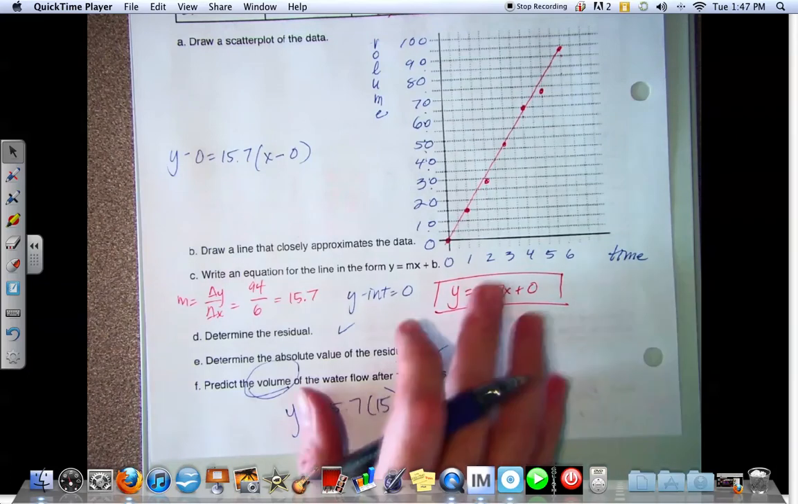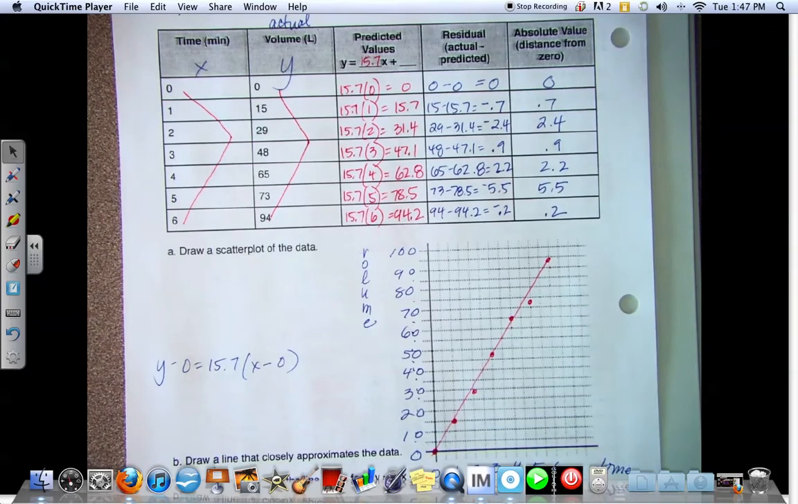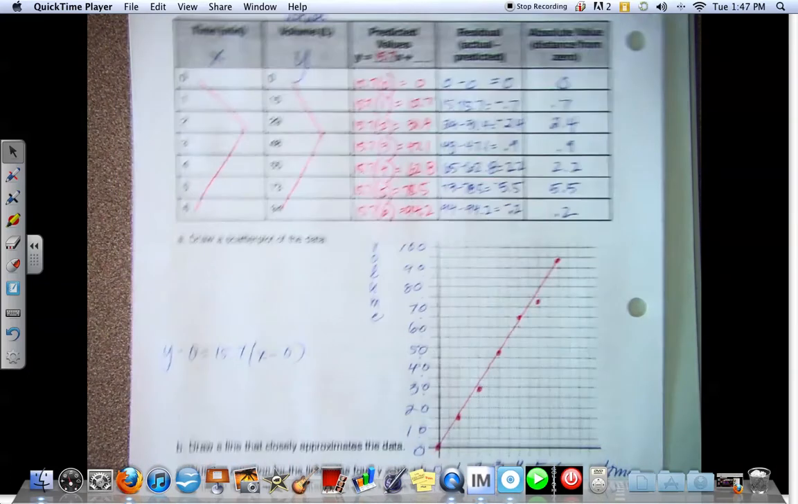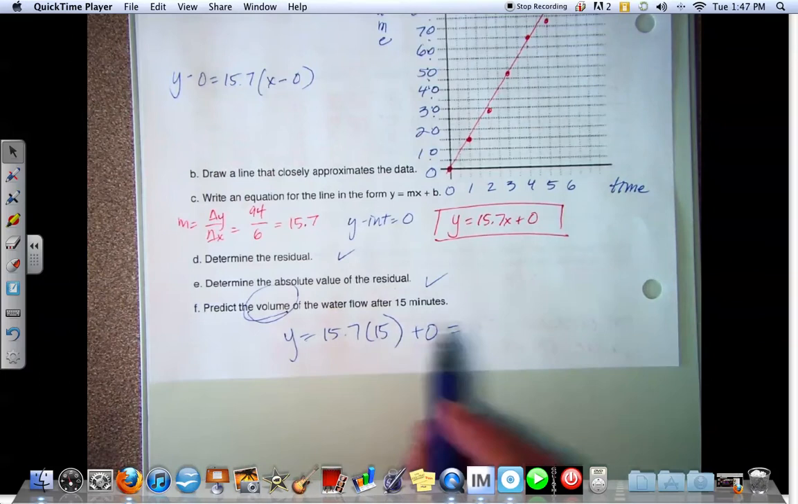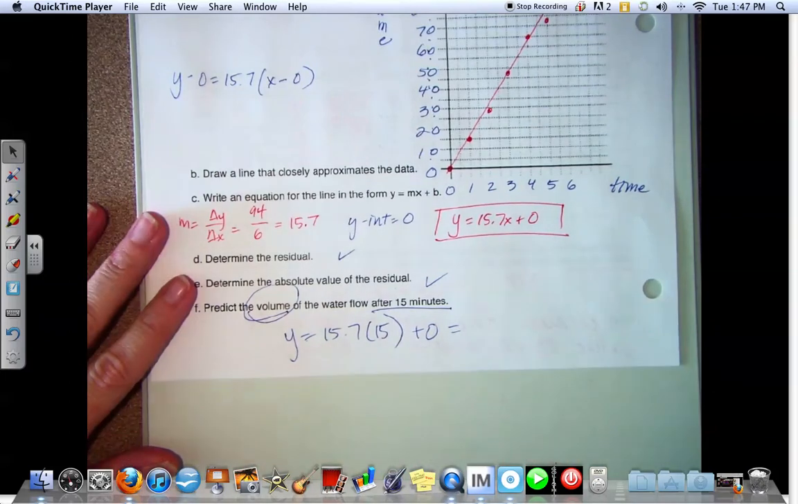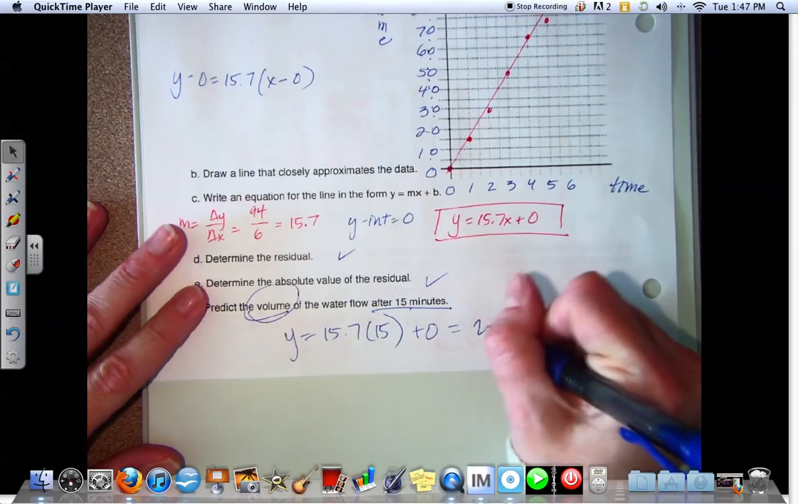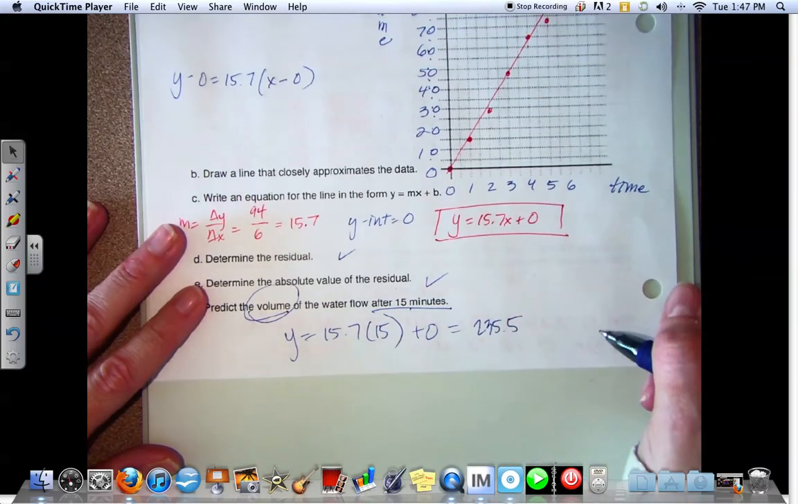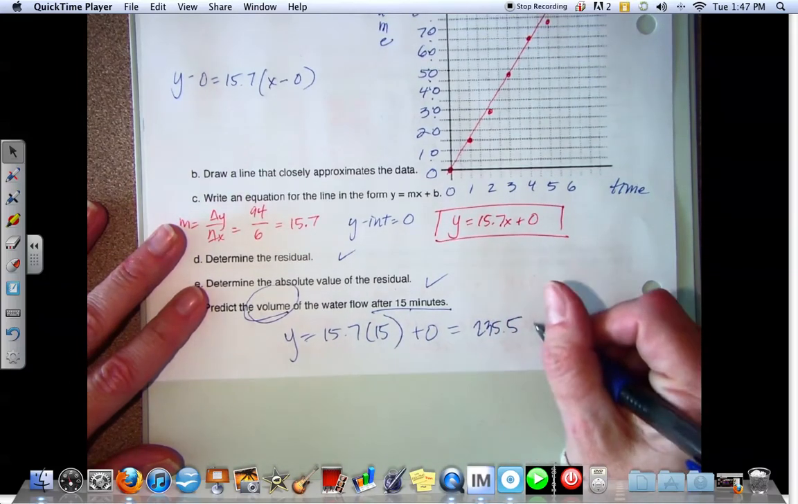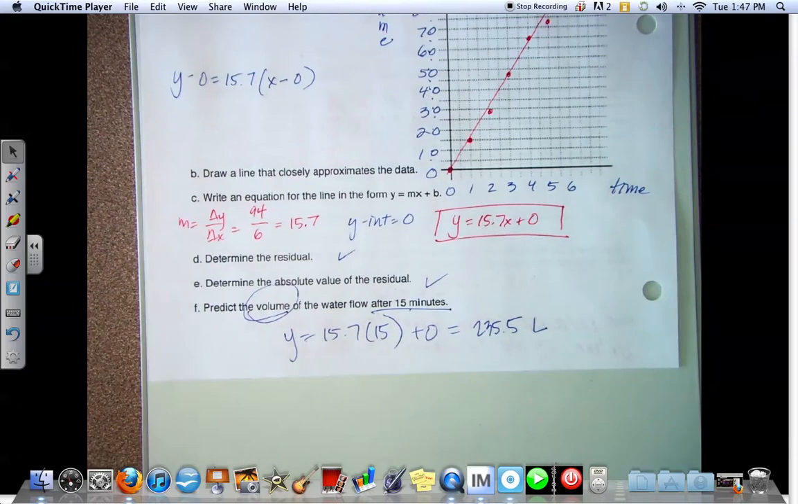All right. So why are we not adding the absolute values? It doesn't matter. It doesn't ask us to. It asks us to predict the volume of the water flow after 15 minutes. Time. And what units are these? Liters. Wait, wouldn't it be liters cubed? Nope, liters are not cubed.